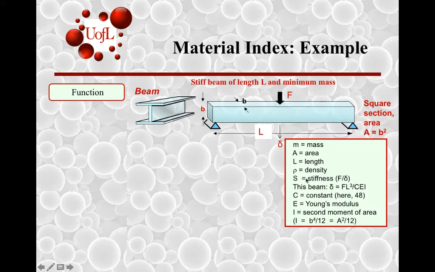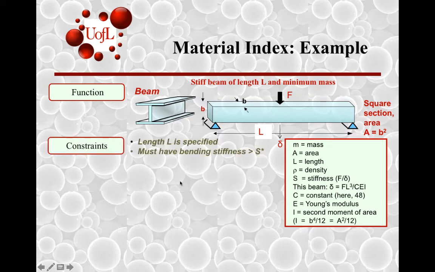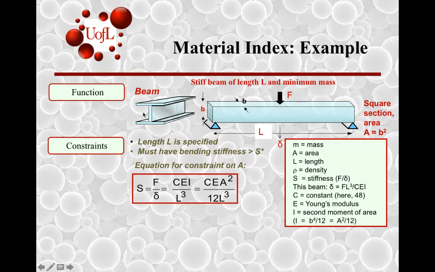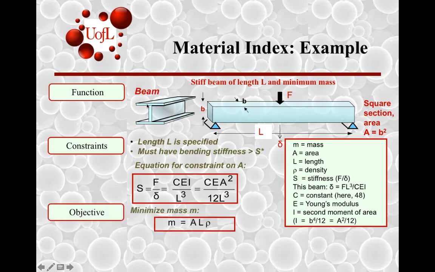You know from strength of materials that these are all interrelated. So length is specified. Let's say the bending stiffness should be greater than some nominal value. Let's say that is a design constraint. You know from strength of materials that this is related to a constant depending upon the geometry, the modulus, the cross-sectional area, and the length of the material. Right? Cross-sectional area depended upon various parameters over here.